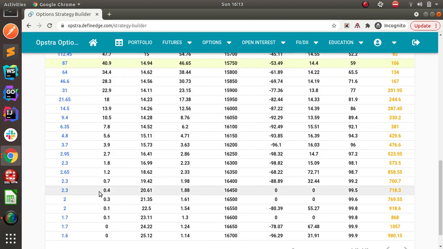Similarly, we need to go to calls and sell, for example, the 16,000 call. If Nifty doesn't cross 16,000 by expiry, this value becomes 0 and we will be in profit. But if we sell this week's expiry, the premiums are very less. Like if you see here, the premiums are less.